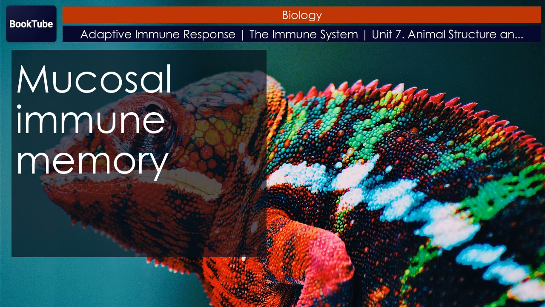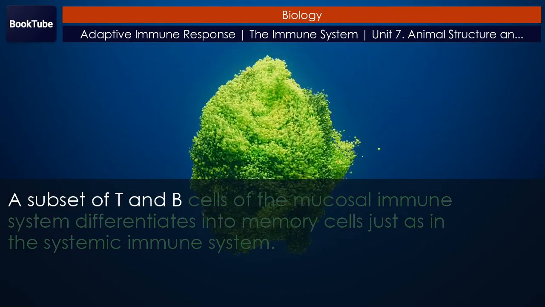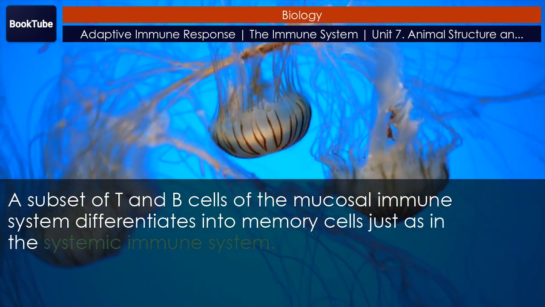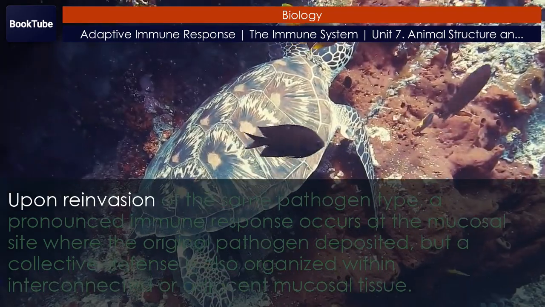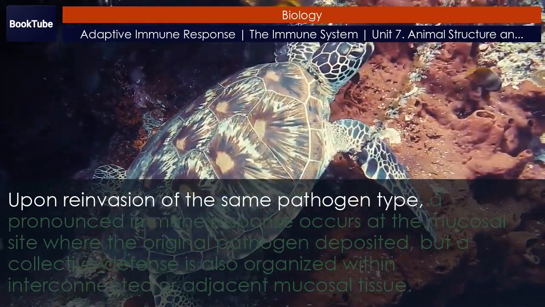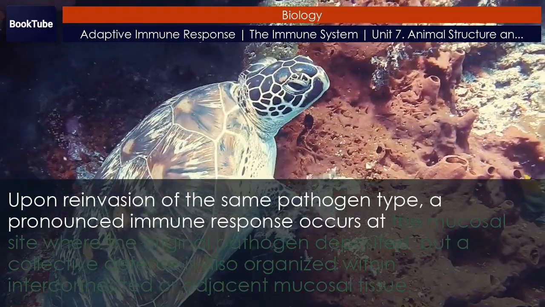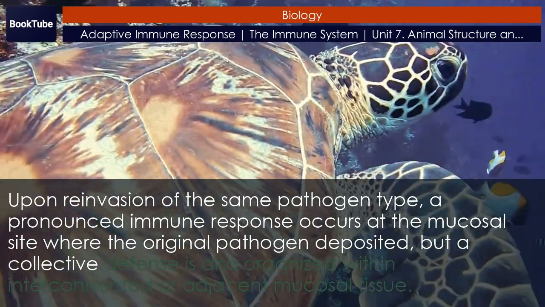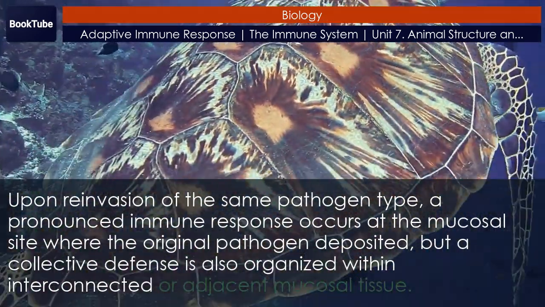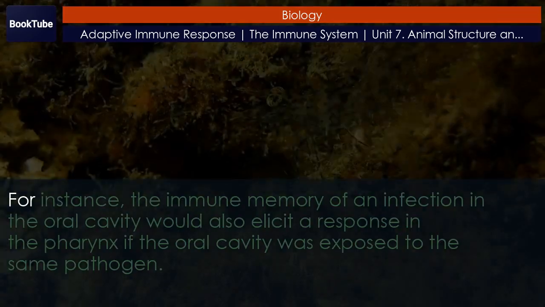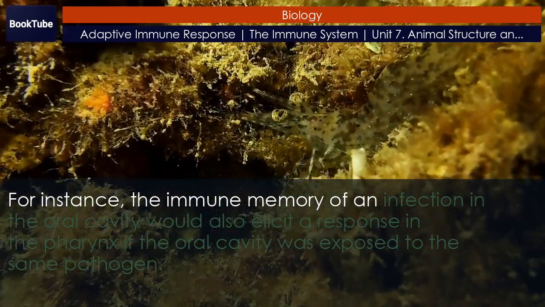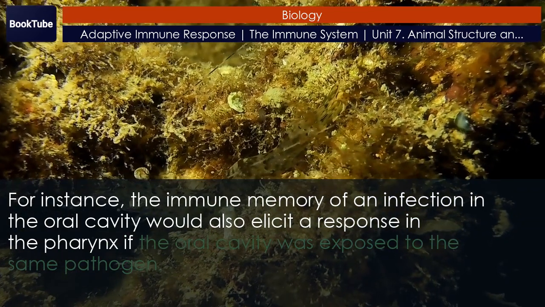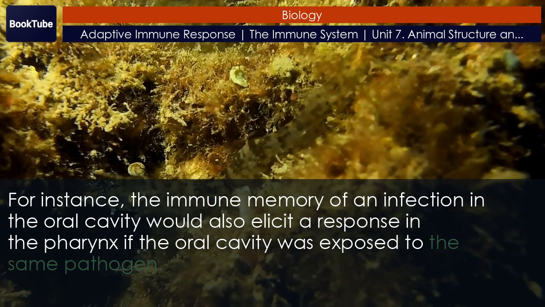Mucosal immune memory. A subset of T and B cells of the mucosal immune system differentiates into memory cells just as in the systemic immune system. Upon reinvasion of the same pathogen type, a pronounced immune response occurs at the mucosal site where the original pathogen was deposited. But a collective defense is also organized within interconnected or adjacent mucosal tissue. For instance, the immune memory of an infection in the oral cavity would also elicit a response in the pharynx if the oral cavity was exposed to the same pathogen.